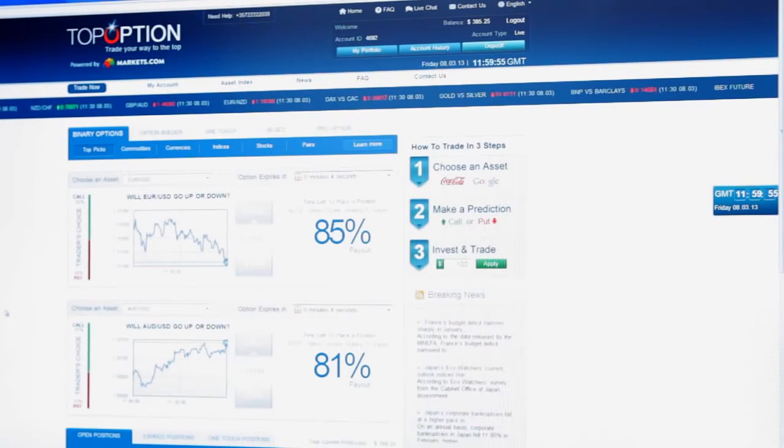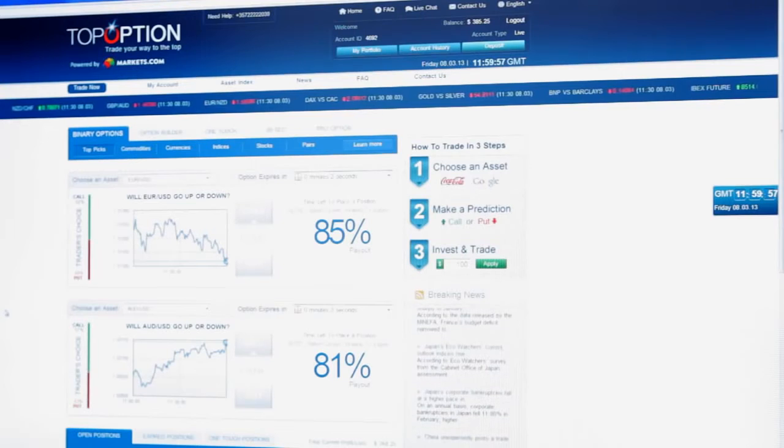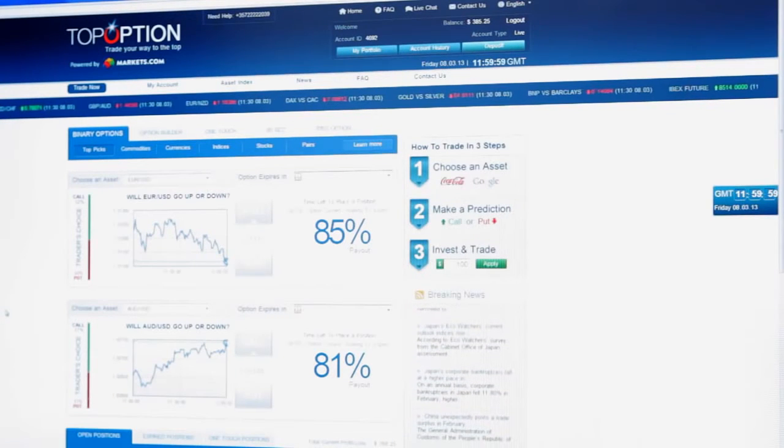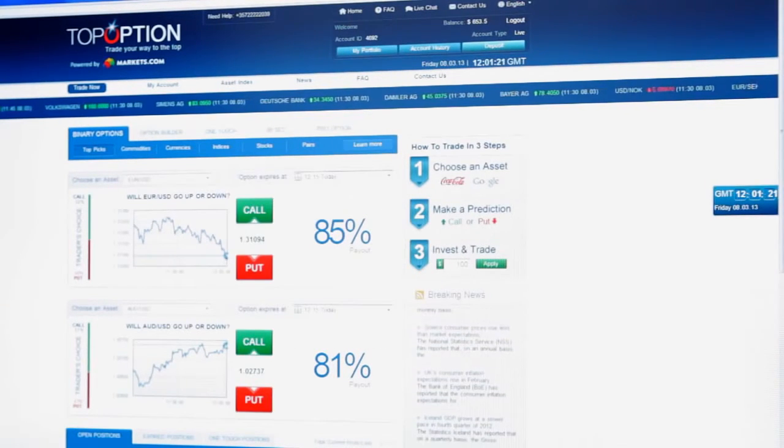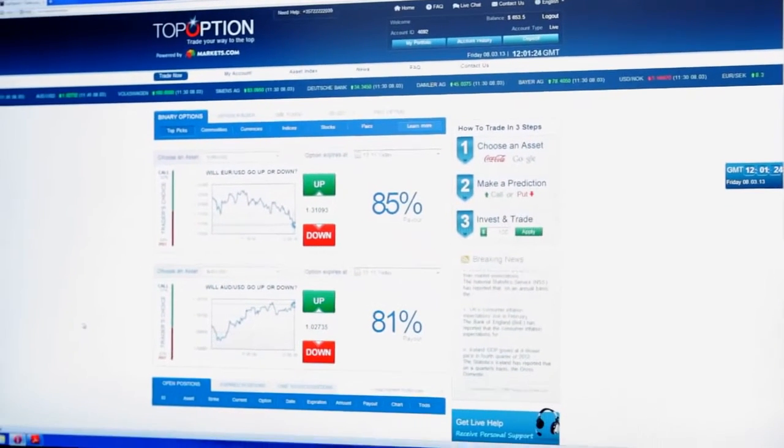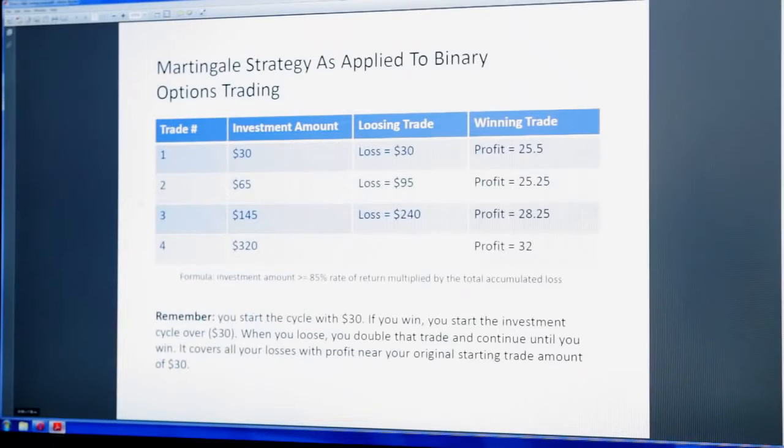So 4 seconds to go, and the option is now expired. All right, so that's it. We walked through it. Let's go back to our list here. We opened a trade for 30, we lost. We opened a second trade for 65, and we lost. But we opened our third trade at 145, and we won. We didn't have to go to the fourth step, which is great.